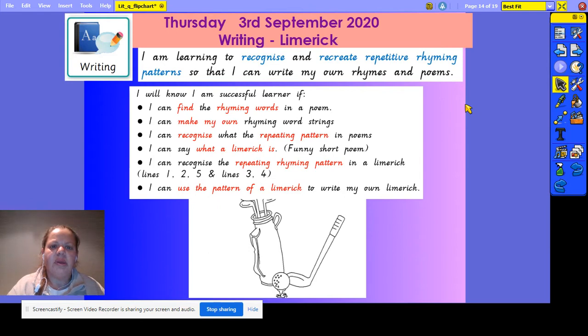Okay, so we are learning to recognize and recreate repetitive rhyming patterns so that we can write our own rhymes and poems. So how are you going to be successful today? Well, first of all, you're going to find some rhyming words or make your own rhyming word strings. And then you are going to write a limerick using the repeating rhyming pattern in a limerick. Okay, so in a limerick, lines 1, 2, and 5 rhyme, and lines 3 and 4 rhyme.